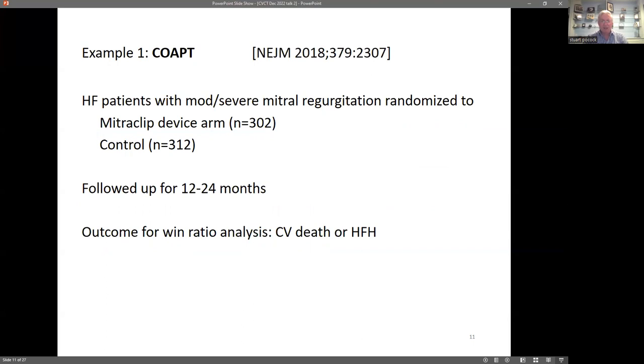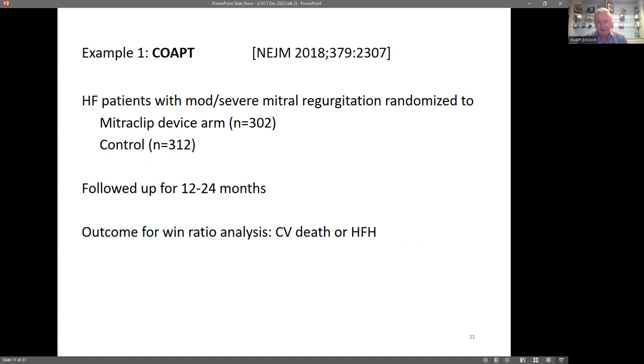Next slide, please. So the rest of my talk is very much built around examples illustrating this methodology. This is a device trial called COAPT, published in the New England Journal in 2018. It was patients with heart failure with moderate to severe mitral regurgitation. And they were randomized to a MitraClip device, 302 patients, and control, slightly more by chance, 312.